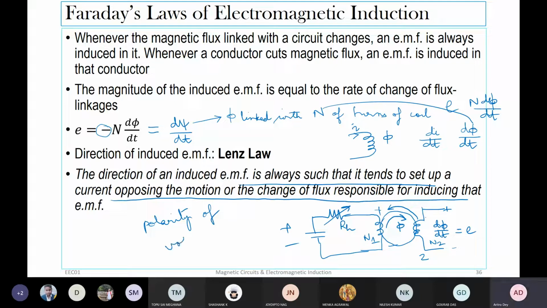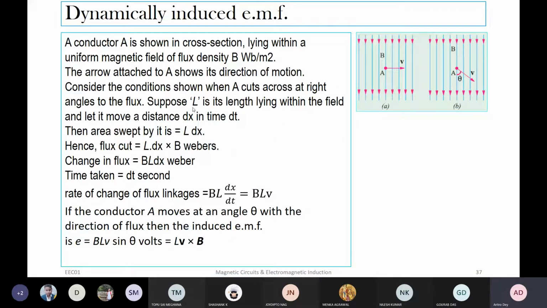But the magnitude will always be the same: d phi dt, and that is equal to N into d psi dt, that is equal to N into d phi dt. So there will be induction of the EMF either dynamically or statically. Dynamically induced EMF is what? Whenever a conductor is moving in a constant magnetic field of flux density B Weber per meter square.